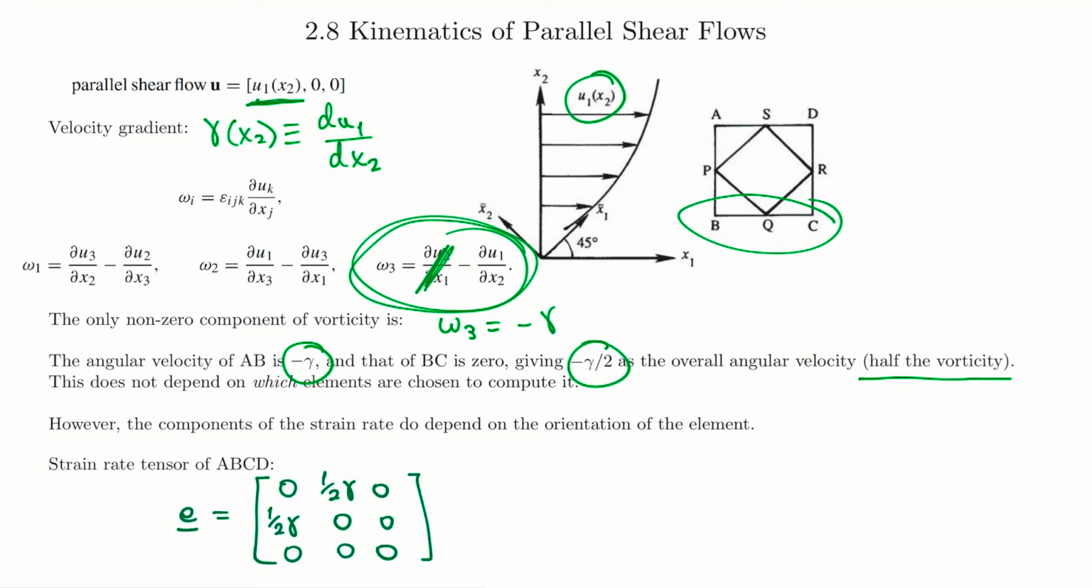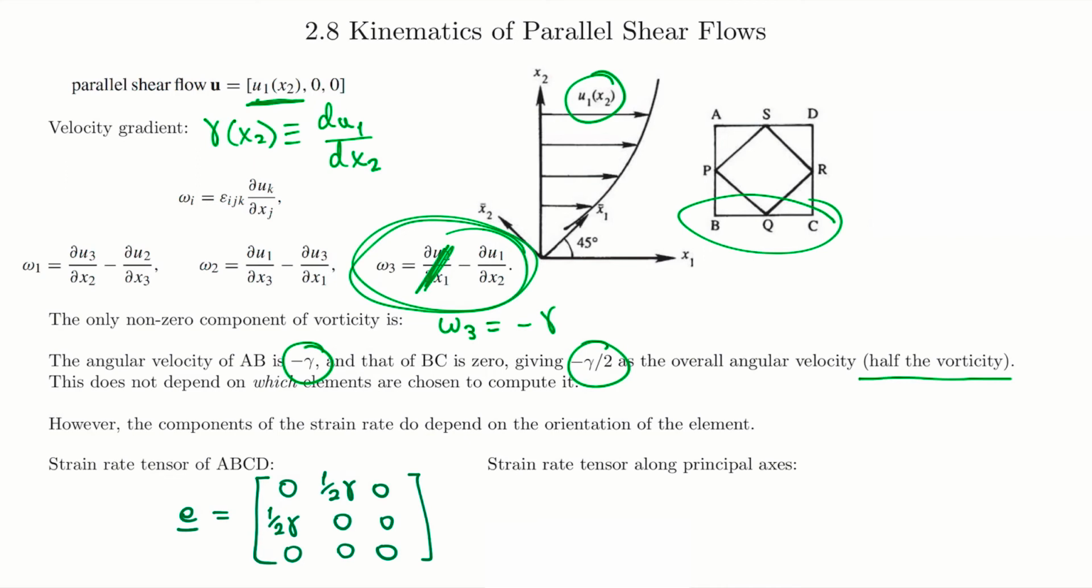Okay, and we remember what this means. So therefore, element ABCD undergoes shear, but no normal strain, right? Because it's got zeros in the diagonal. But if we rotate this 45 degrees, we have this property that a symmetric tensor with zero diagonal elements can be diagonalized by rotating the coordinate system through 45 degrees.